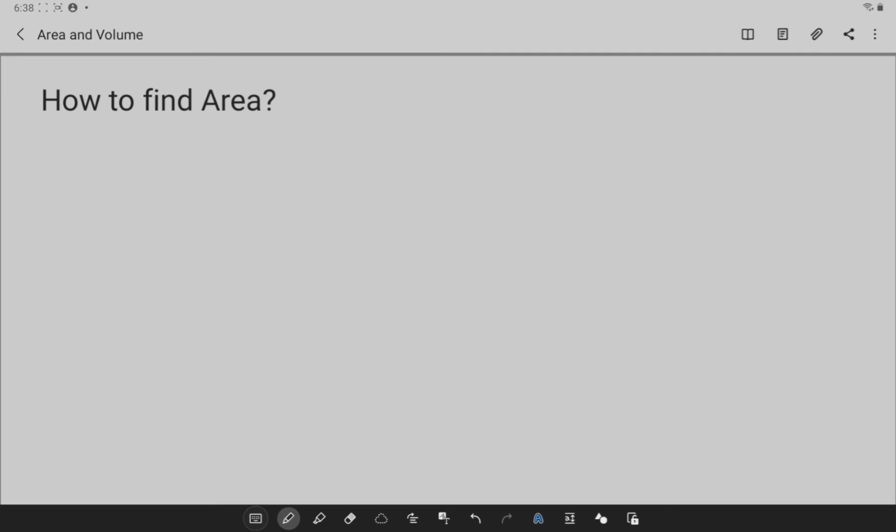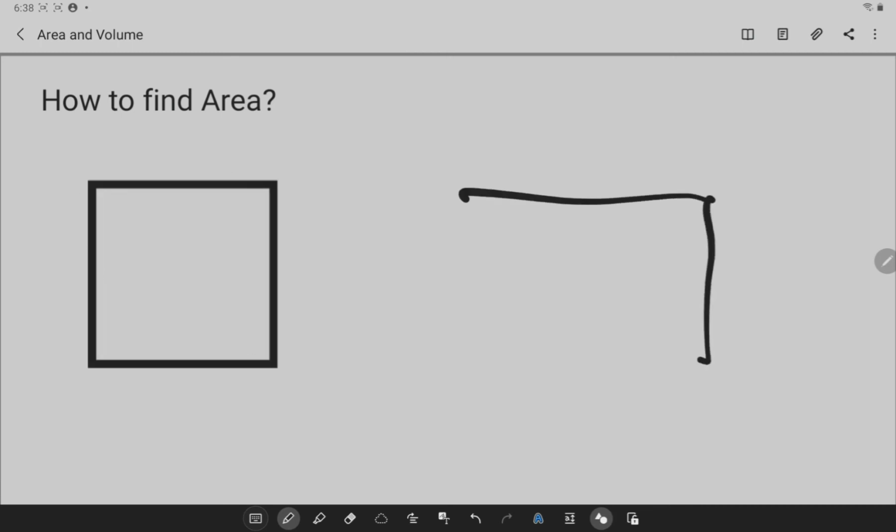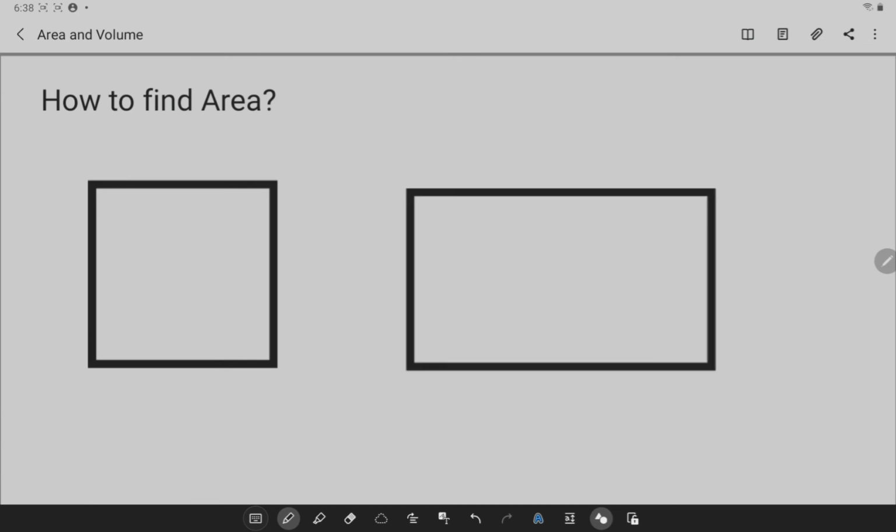Now, a lot of you might be asking, how do you find area and volume? Well, I'm going to teach you area first. So first we're going to draw a square and a rectangle. So how do I find the area of these shapes?